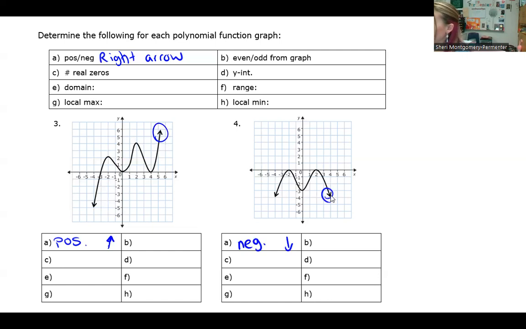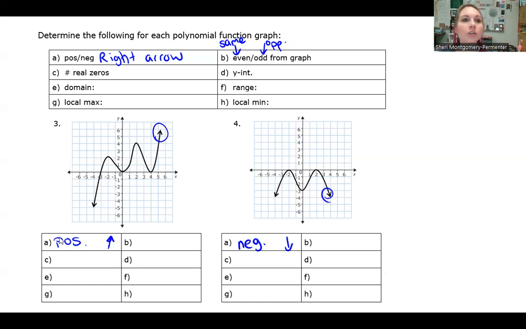Whether or not your graph is even or odd. When you are even, your arrows will point in the same direction. When you are odd, they will point in the opposite direction. So to check if you are positive or negative, you're already looking at one side of your graph. Looking at the other side is going to help you determine whether or not you are even or odd.